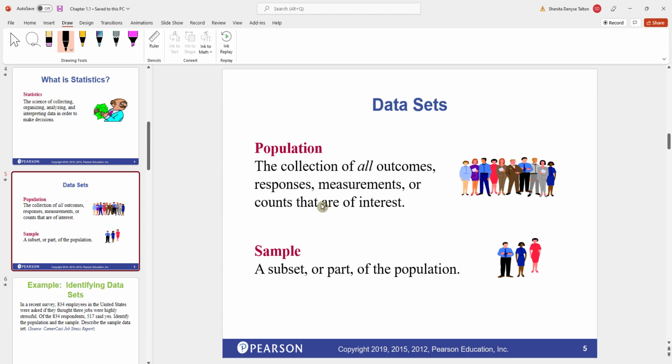So we have data sets. You can have data that comes from a population or data that come from a sample. A population is the collection of all outcomes, responses, measurements, or counts that are of interest. And a sample is a subset or part of the population. Now, usually in the real world, it's impossible to collect data from everybody in the population. It depends on what the population is. And so what we do instead is we take a sample and we look at the sample to make inferences about the population.